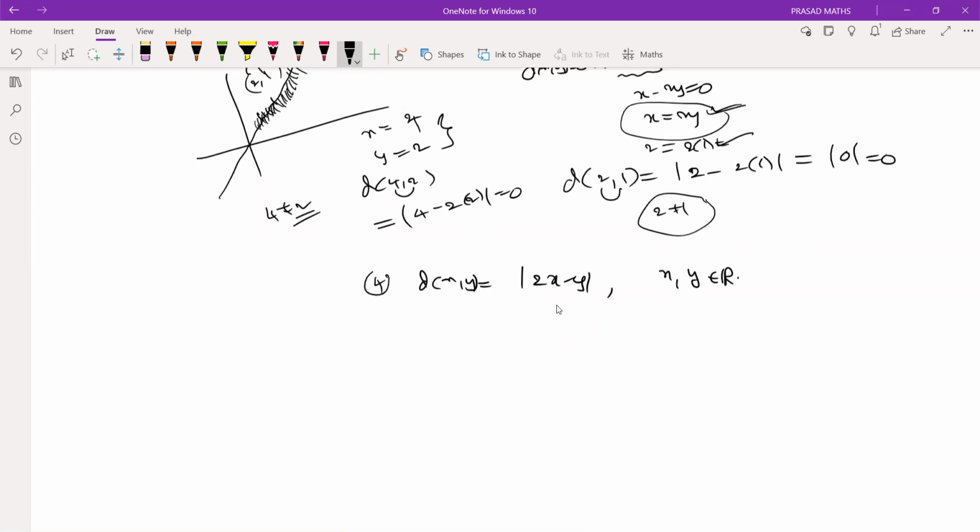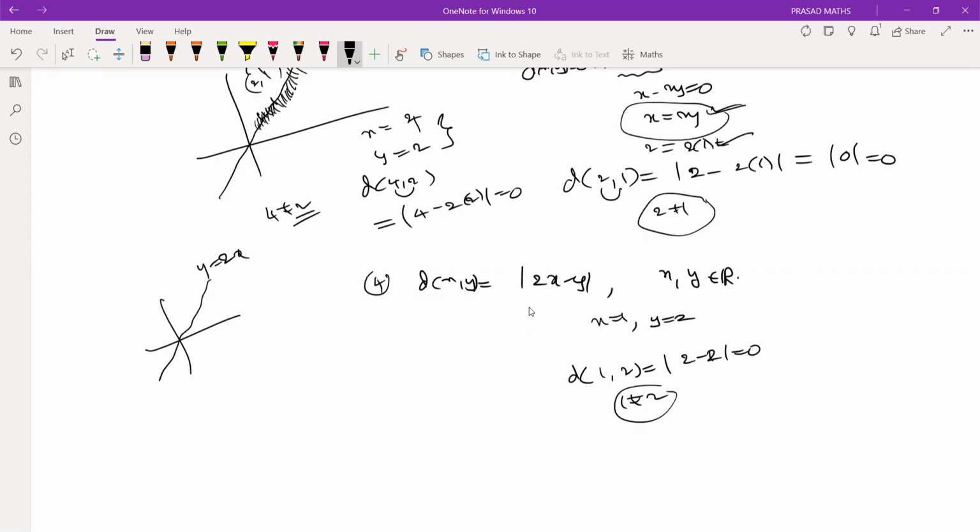There are so many points. This is also a line passing through the origin, y equals 2x. The same argument gives the solution. If you take x equals 1, y equals 2, the distance between 1 and 2 is 2 minus 2, that means 0. The distance is 0, but 1 is not equal to 2. Therefore it fails to satisfy the second property, so it is not a metric.